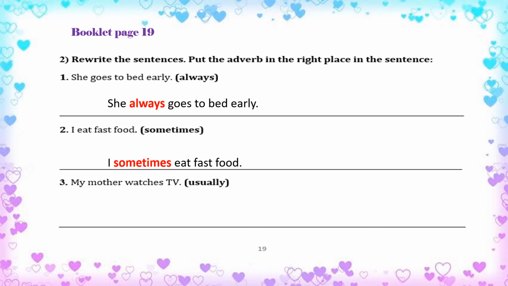The last one, my mother watches TV. And here we have usually. The main verb is watches, and the subject is my mother. So we have to put usually between them. My mother usually watches TV.